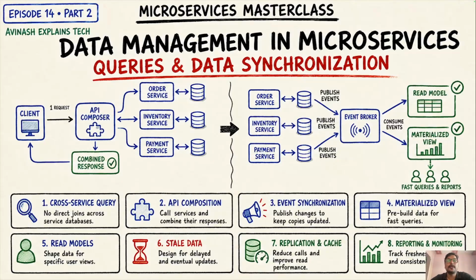Look at the left side of the diagram. The client sends one request to an API composer. The API composer then calls the order service, inventory service and payment service. Each service reads its own database and returns its part of the information. The API composer combines these responses and returns one final result to the client. The client does not need to understand how many internal services are involved. This is called the API composition pattern.